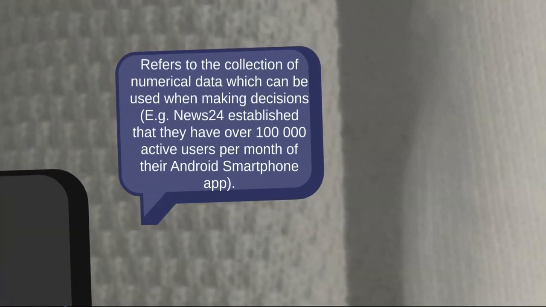Quantitative research refers to the collection of numerical data, which can be used when making specific decisions. Again, back to News 24, they established that they have over 100,000 active users per month on their Android smartphone app. Another example can be Showmax Pro or Facebook, Twitter. Any platform can determine how many users they have per month. The emphasis on this way of collecting data is on numerical massive data.